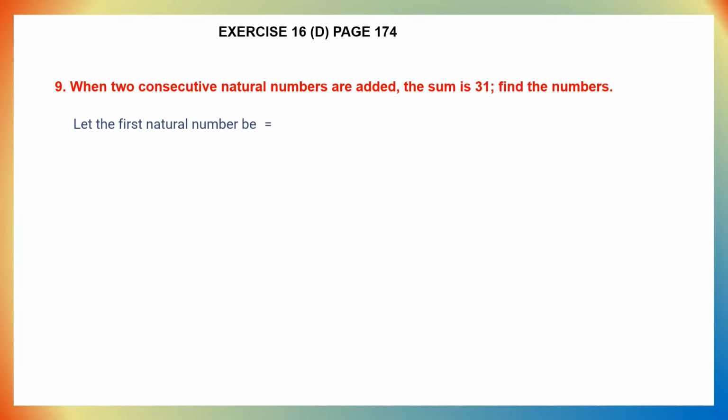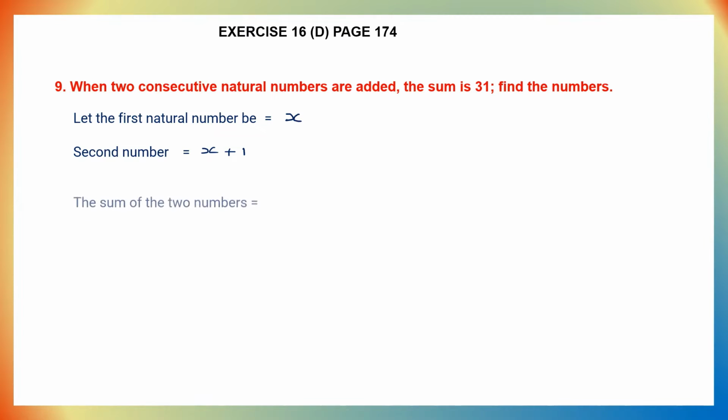So let's begin. The first natural number, let's consider that to be x. Then the next consecutive number, the one that comes after x, will be x plus 1. Now they're saying that if we add the first natural number and its consecutive number, the sum is 31. We need to find the numbers. So x is the first number, x plus 1 is the second number, and together they add up to 31.